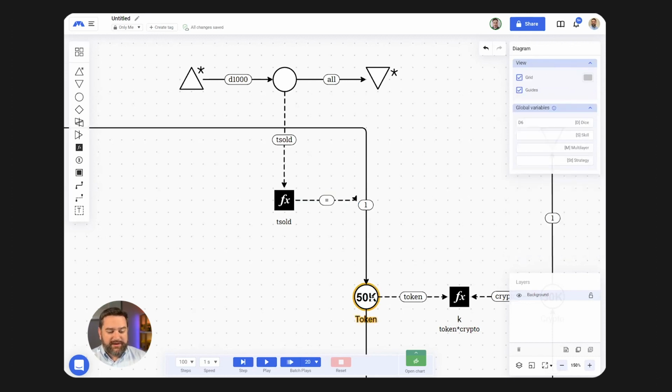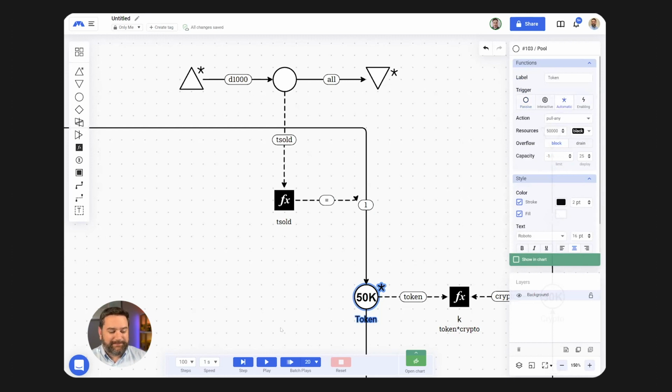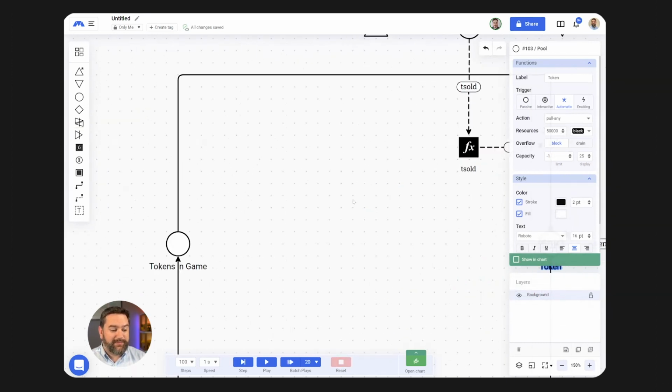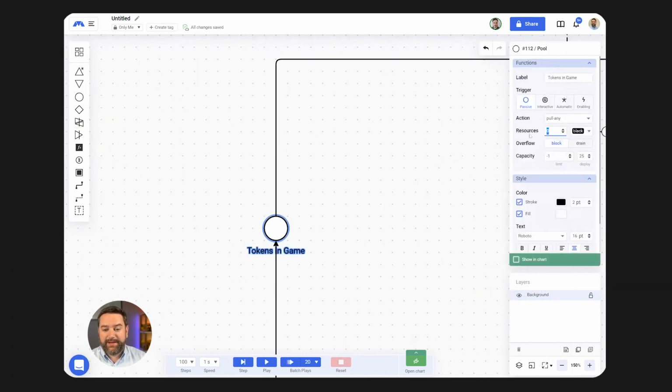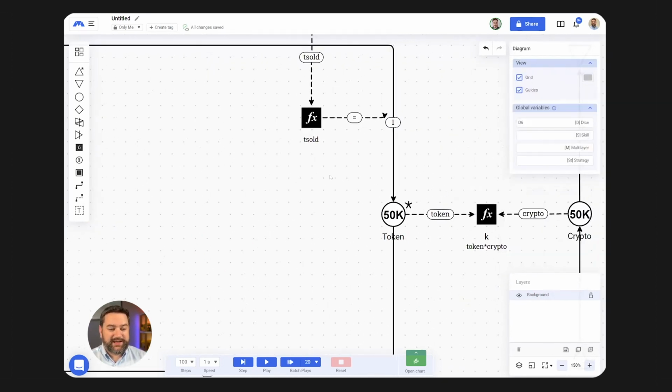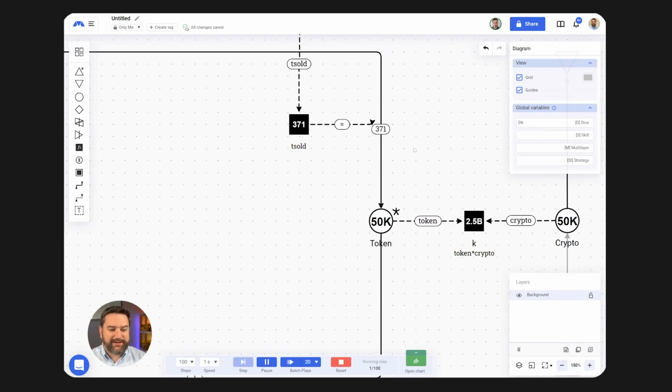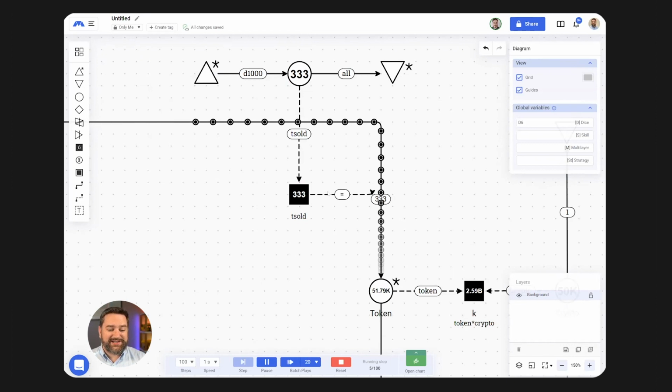So that if I make this automatic and hit play, however many tokens I'm getting here will then be pulled over from my tokens in the game. So I better put some tokens there for now. We'll just stick 5 million tokens in. So now each step, whatever number I'm randomly generating will be taken into my token pool.